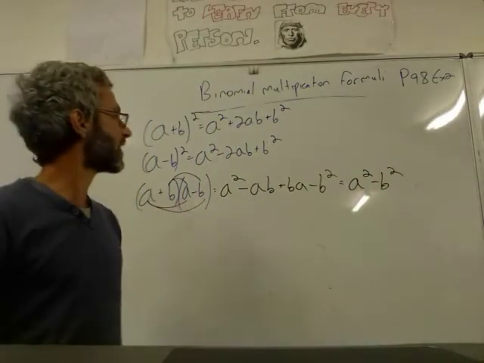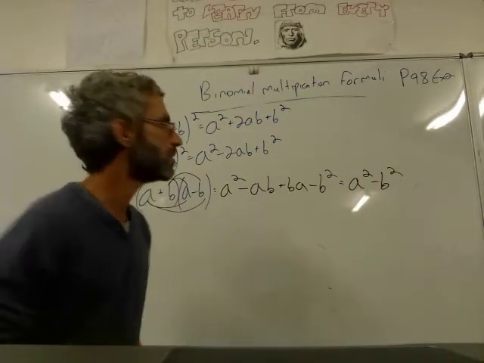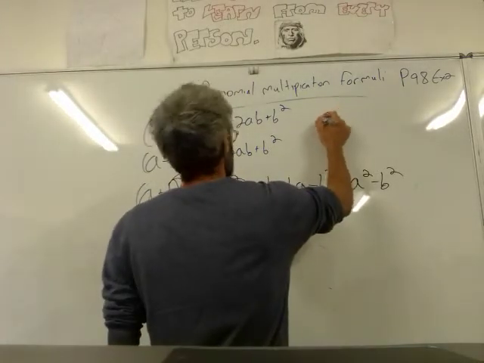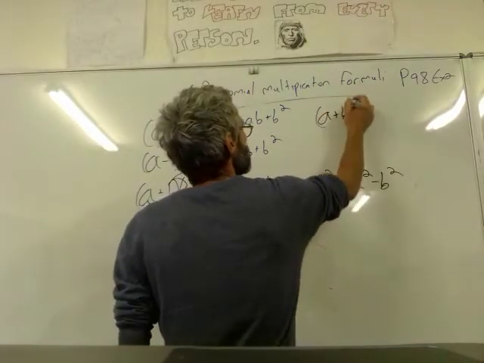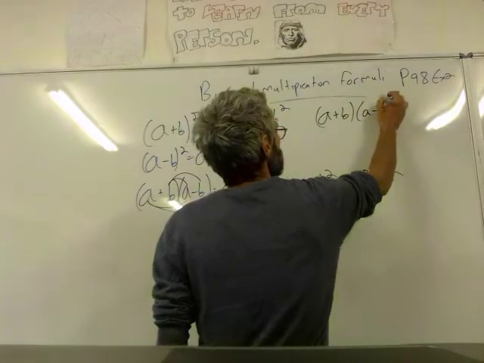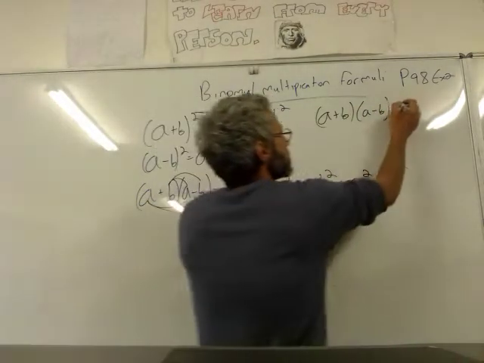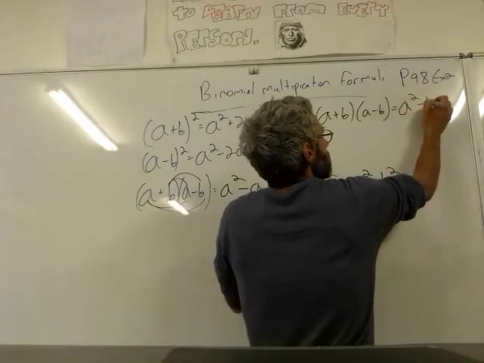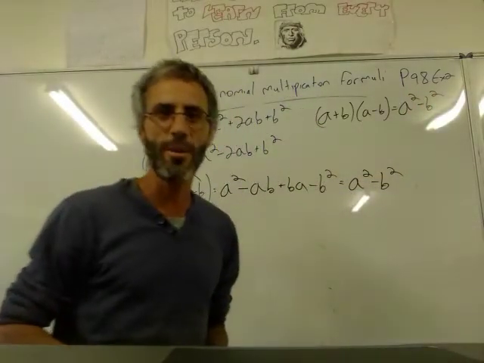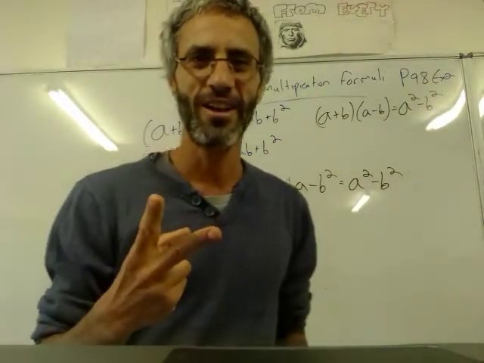So that's my second formula, or the third formula. I'll write it down here as well. A plus b times a minus b equals. What I need to remember is that I'm going to have a squared minus b squared. And there's no middle term. There's only two terms.